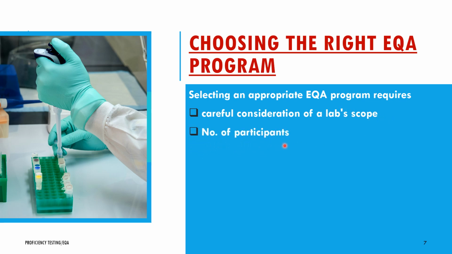Secondly, number of participants is also another important criteria. In an EQAS program, if we are enrolling, we should see that a sufficient number of participants are there or not. Third important factor is the cost. Depending upon the affordability, only the lab should choose the EQAS program. Then reputation is also very important. Lab should enroll in that particular program only which is having a good reputation and is accepted globally.